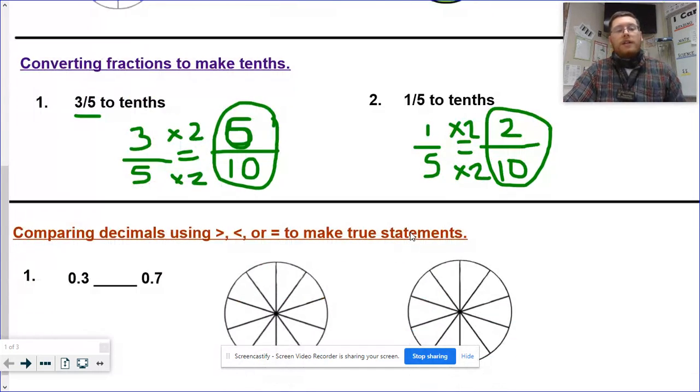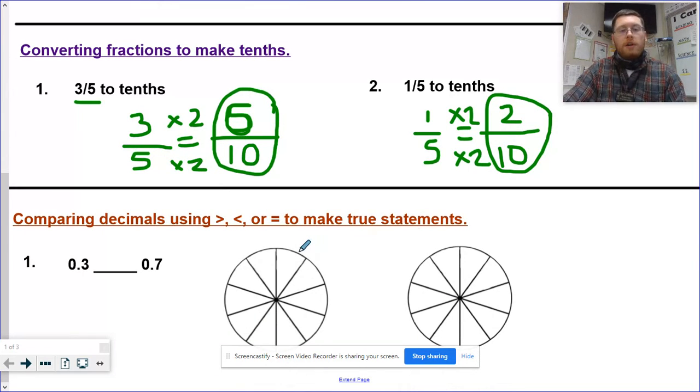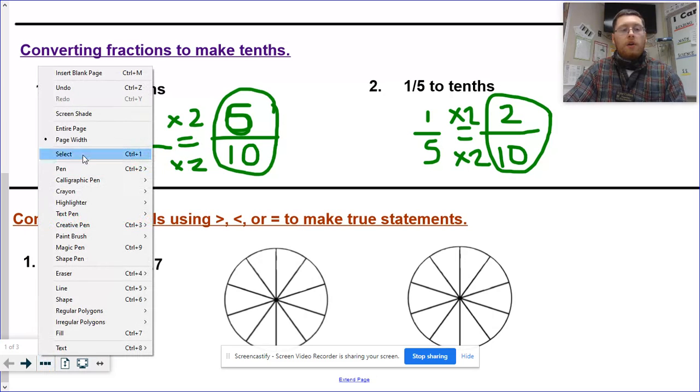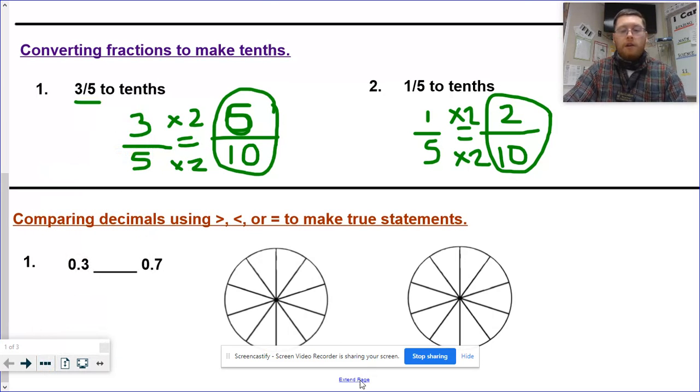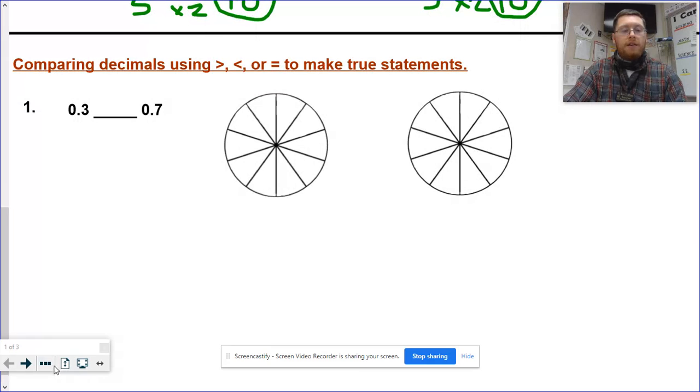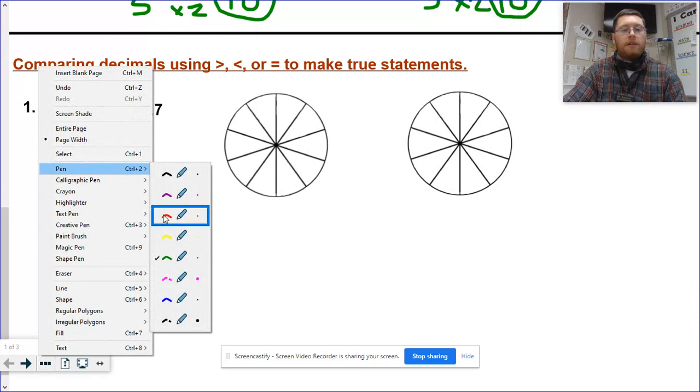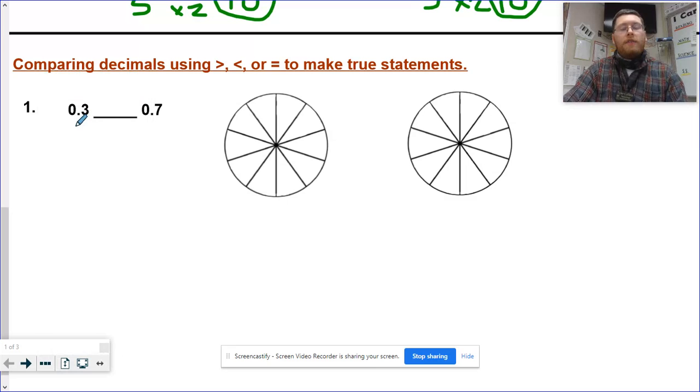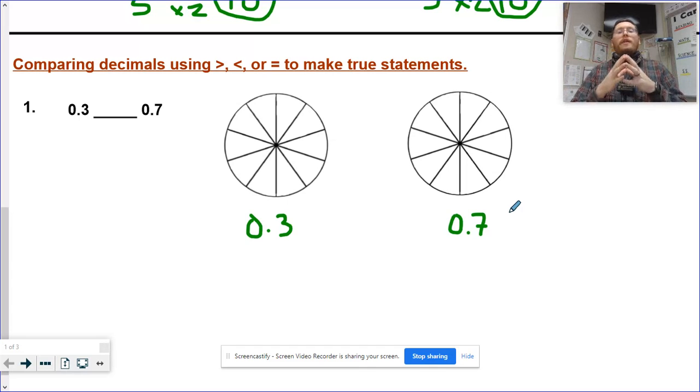All right, now let's move on to comparing decimals using the less than, greater than, or equal sign. So we're going to extend this out a little bit. Let me get my pen back here. All right, so I have the decimals 0.3 and 0.7. Okay, we're going to color in each one of these. This one's going to be 0.3. This one's going to be 0.7. So I have to try to compare these two based on what they represent.